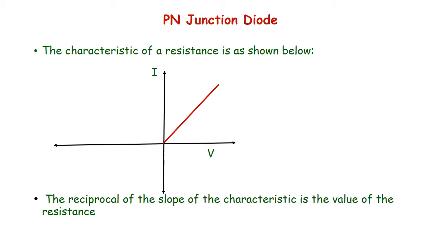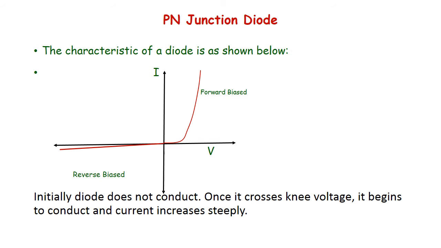R, the resistance, is equal to the reciprocal of the slope of this characteristic. So it will be V by I. Delta V divided by delta I will be the reciprocal of the slope of the characteristic. Slope would be delta I divided by delta V. So R is equal to delta V divided by delta I. So that is a characteristic of a resistance. Take a look at the characteristic of a diode.